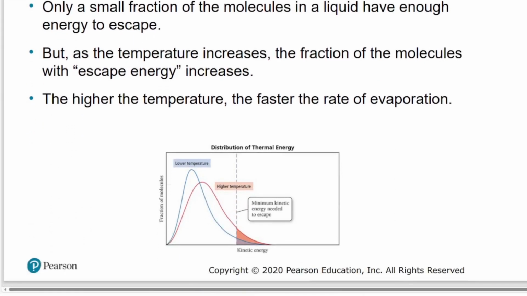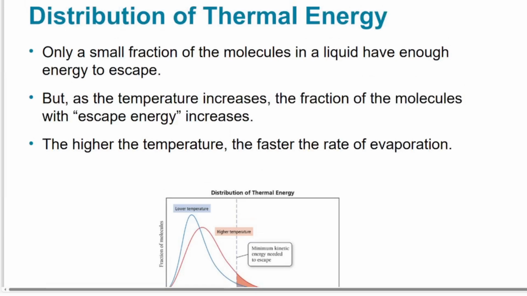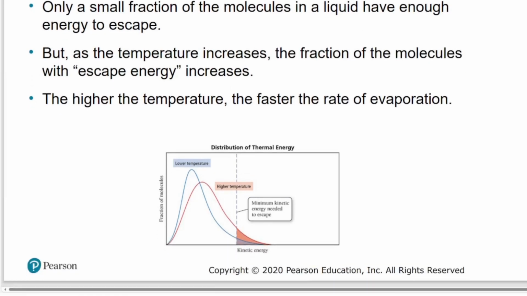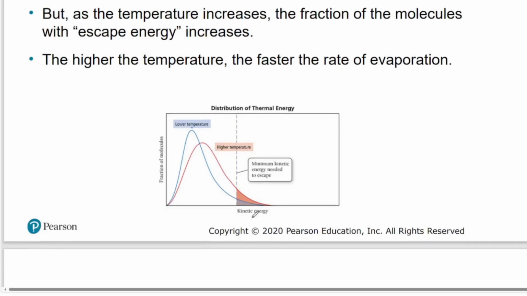We see here a distribution of thermal energy demonstrating that at a specific temperature, some molecules will have higher kinetic energy than others. Only a certain number of molecules, a small percentage, will have enough energy to enter the vapor state, overcoming the adhesive forces or the cohesive forces holding these molecules together at the surface. But the higher the temperature, the more molecules will be able to enter the vapor state, and the faster the rate of evaporation.